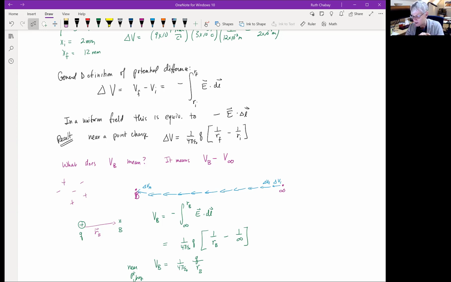Why is it r squared? Because we integrated. So the integral of 1 over r squared dr is minus 1 over r, right?